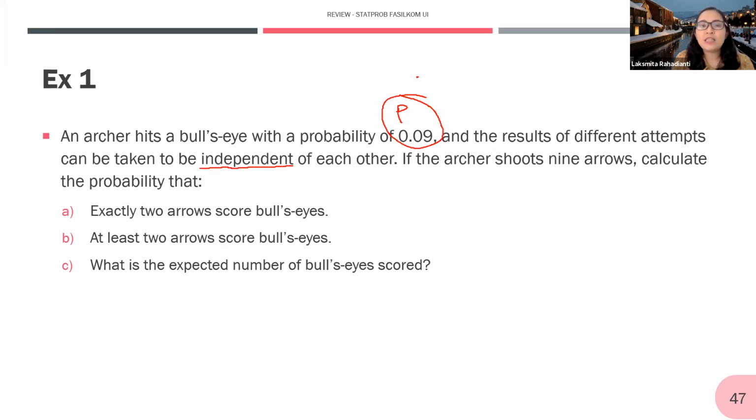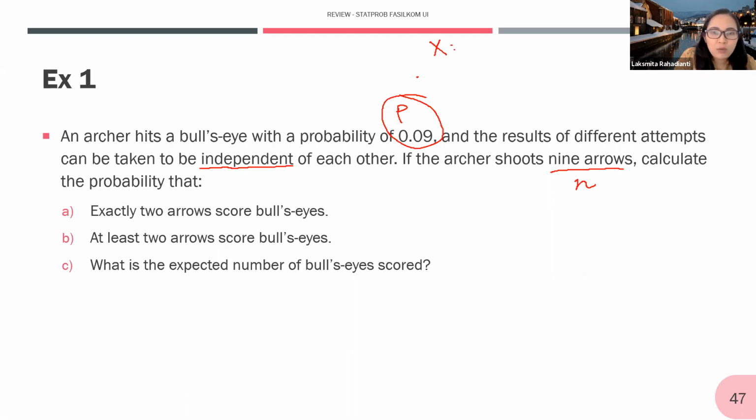Next, we know that the archer shoots a total of 9 arrows. I know that he's only going to do the Bernoulli trial 9 times. Thus, I can write, and don't forget that I need to correctly answer using the correct statistical notation. So first I need to determine the random variable. Let's do it for everyone.